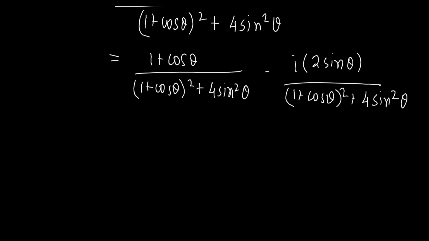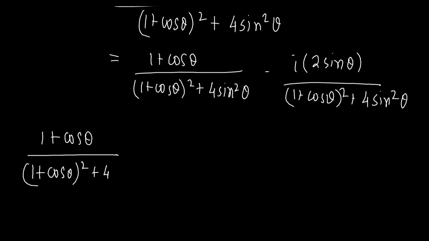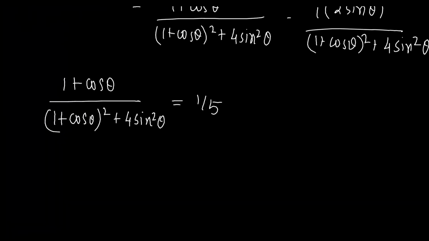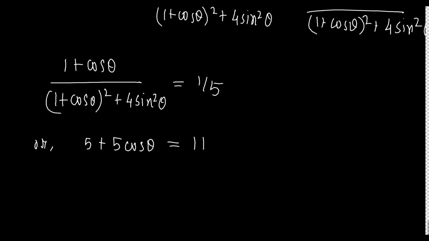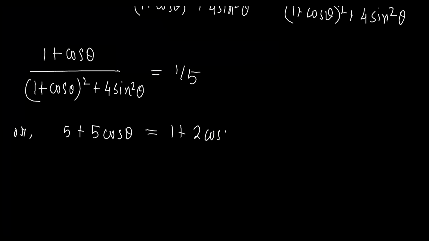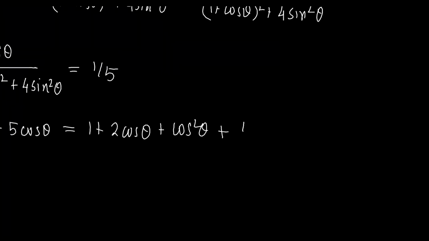So we will just equate this one, that is, (1 plus cos theta) by (1 plus cos theta) whole square plus 4 sine square theta is equal to 1 by 5. Okay, this was given in the question. So from this we can write that 5 plus 5 cos theta is equal to (1 plus cos theta) whole square, or you can break it as 2 cos theta plus cos square theta, plus now this sine square theta can be written as 4 into (1 minus cos square theta), that is 4 minus 4 cos square theta.